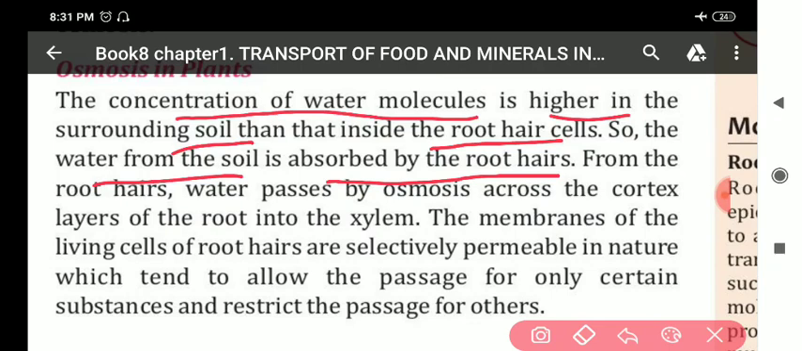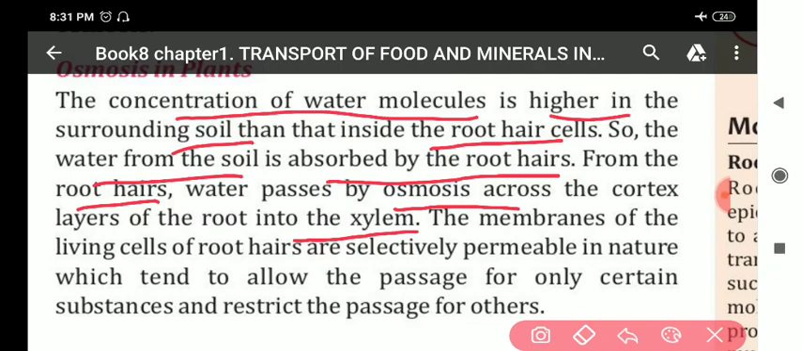From the root hair, water then passes to the cortex region. It means from one cell to another cell. That also happens with the help of the cortex, and finally this water reaches the xylem across the cortex layers of the root into the xylem.